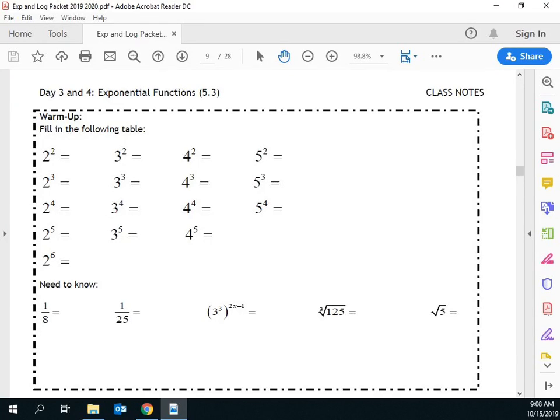So if I was to start filling this out, let's start with the first one. What's 2 squared? 4, right? So we have 4.